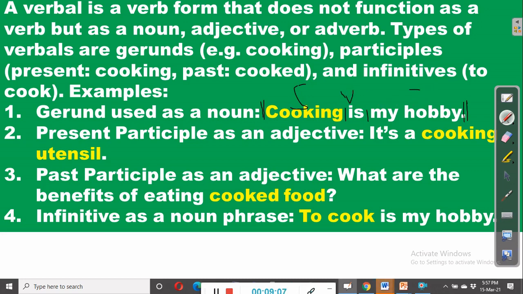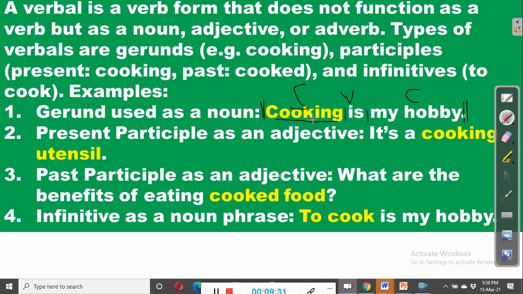My hobby here is used as C, as complement. So this simple sentence has the SVC structure: subject, verb, complement. But what I want us to see here is that the word cooking, which is a gerund, is functioning as a subject, showing that it is a noun.